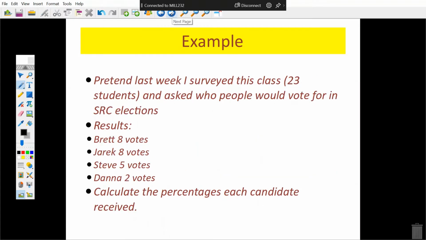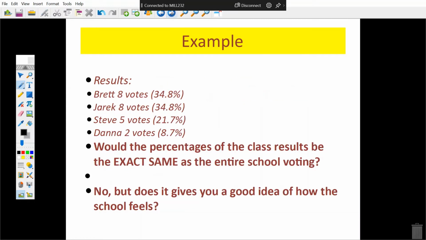For example, you don't have to write this down. Let's pretend that I surveyed the class and asked who people would vote for in the SRC elections. Brett got 8 votes, Jared got 8 votes, Steve got 5 votes, Dana got 2 votes. I could calculate the percentages that each candidate received. Okay? 34, 34, 21, and 8.7.